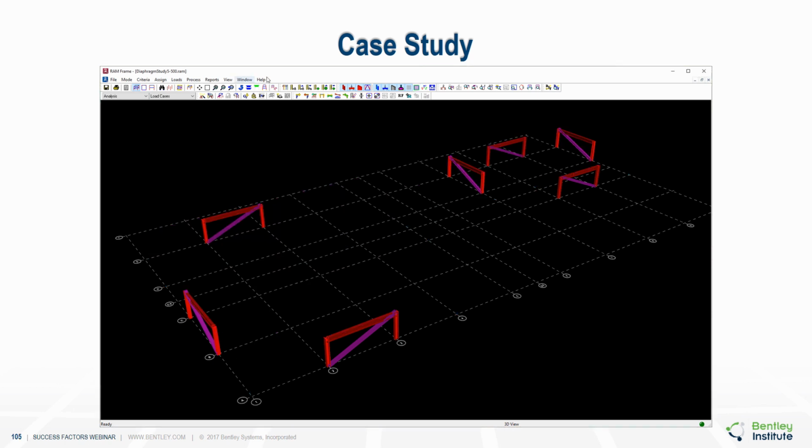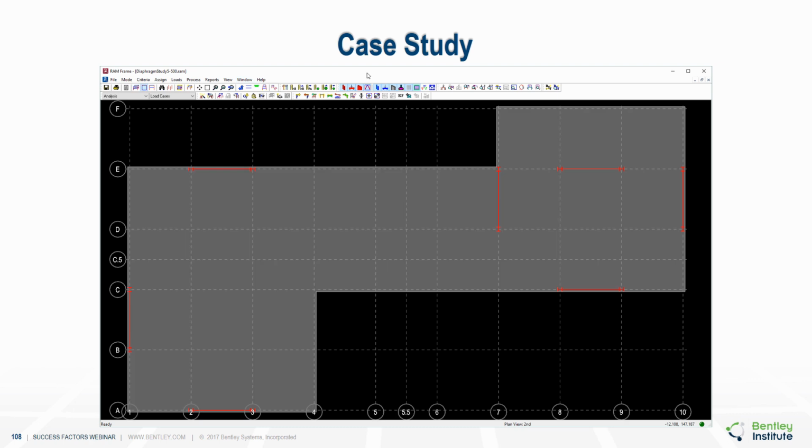So here are my frames, and here's the shape of the floor and the locations of the frames. And again, it was purposely created with an unsymmetric distribution of frames. We've only got one frame in the y direction on the left, but two in the y direction on the right. And there's an uneven distribution of mass. And the intent of that is to force the diaphragm to have to transfer the forces from one portion of the building to the other portion of the building.